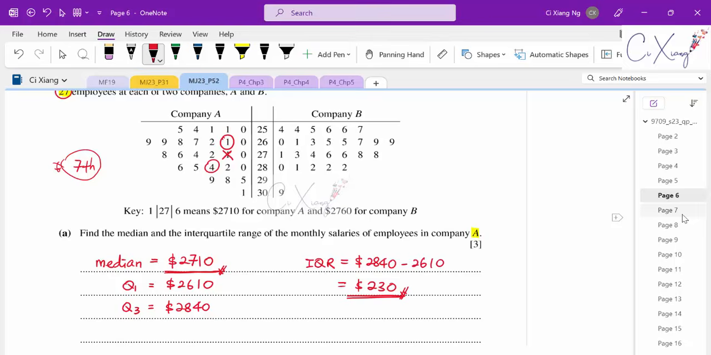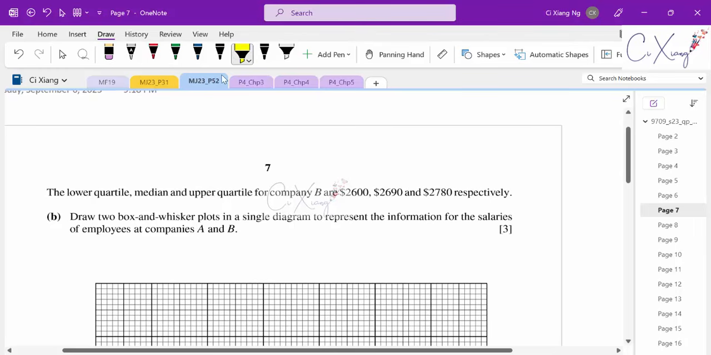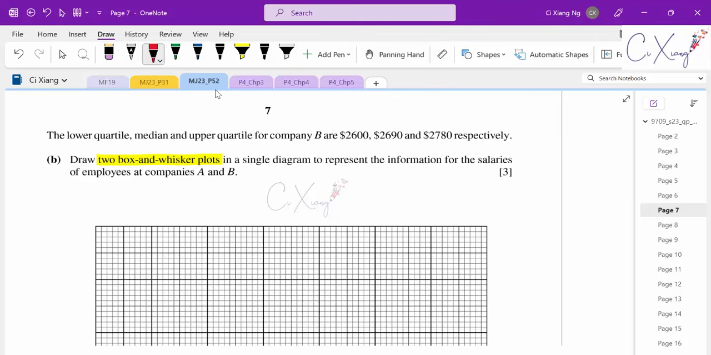Okay, alright, so let's proceed to part B. For part B, they want us to draw 2 box and whisker plots in a single diagram to represent the information for the salaries of employees at company A and B. Before we can draw the box and whisker plot, I need 5 values: the minimum value, Q1, the median or Q2, Q3, and also the maximum value. I need to list it out for company A and also company B because we have 2 companies here.